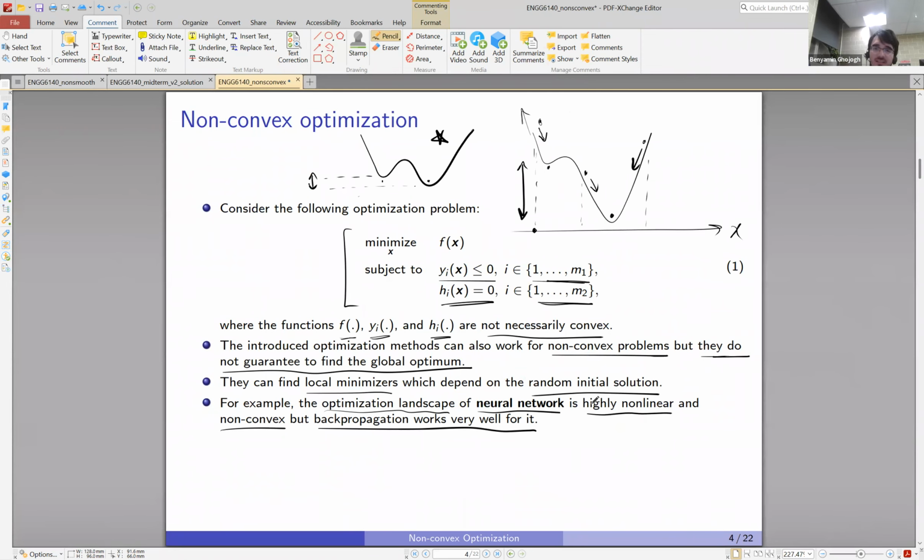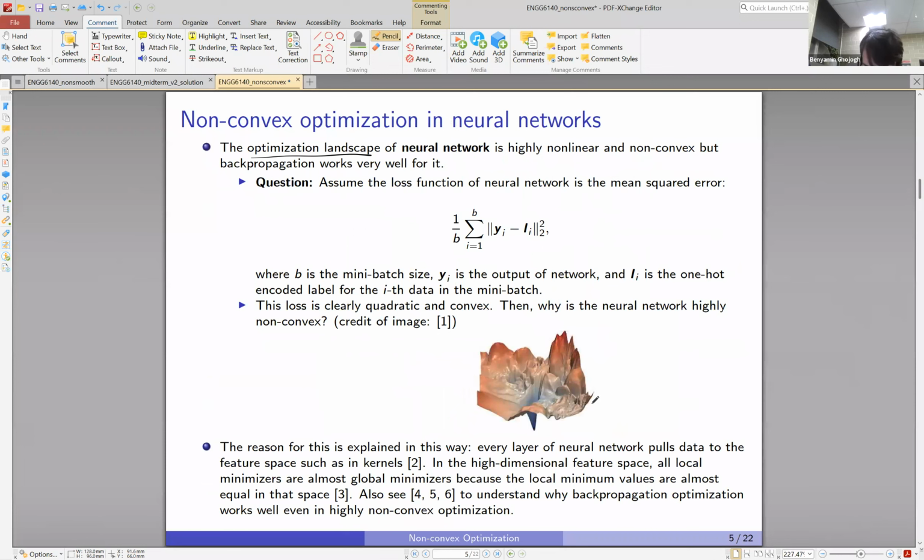So that's why we call it a landscape. We can call it a landscape, especially in meta-heuristic optimization, where they usually use this terminology a lot, optimization landscape. So the optimization landscape of a neural network is highly nonlinear and non-convex, but backpropagation works very well for it.